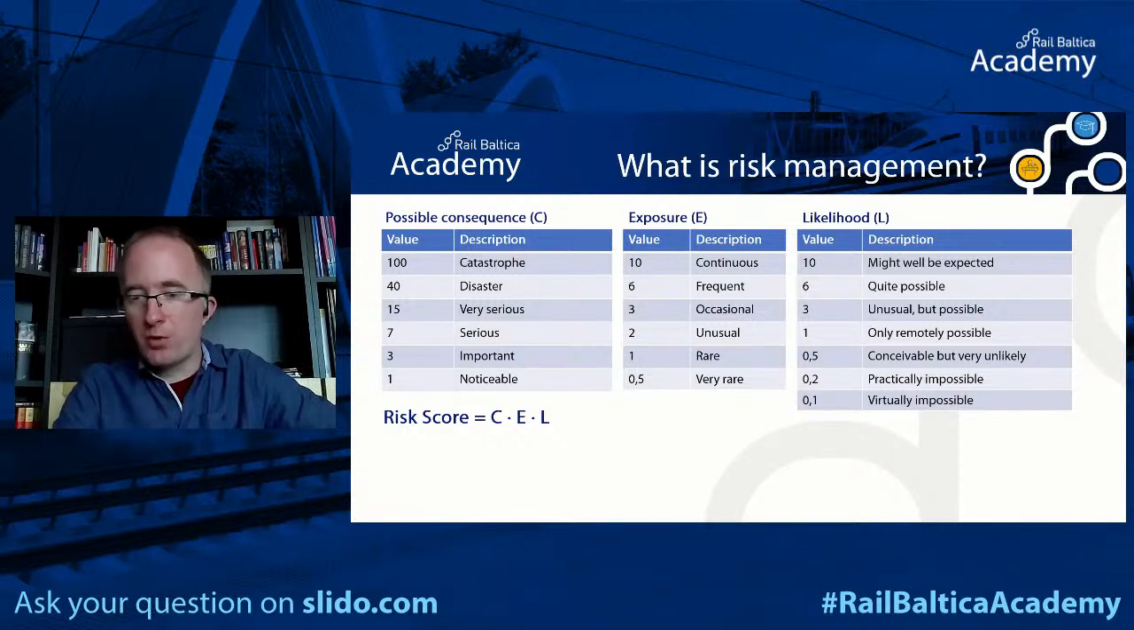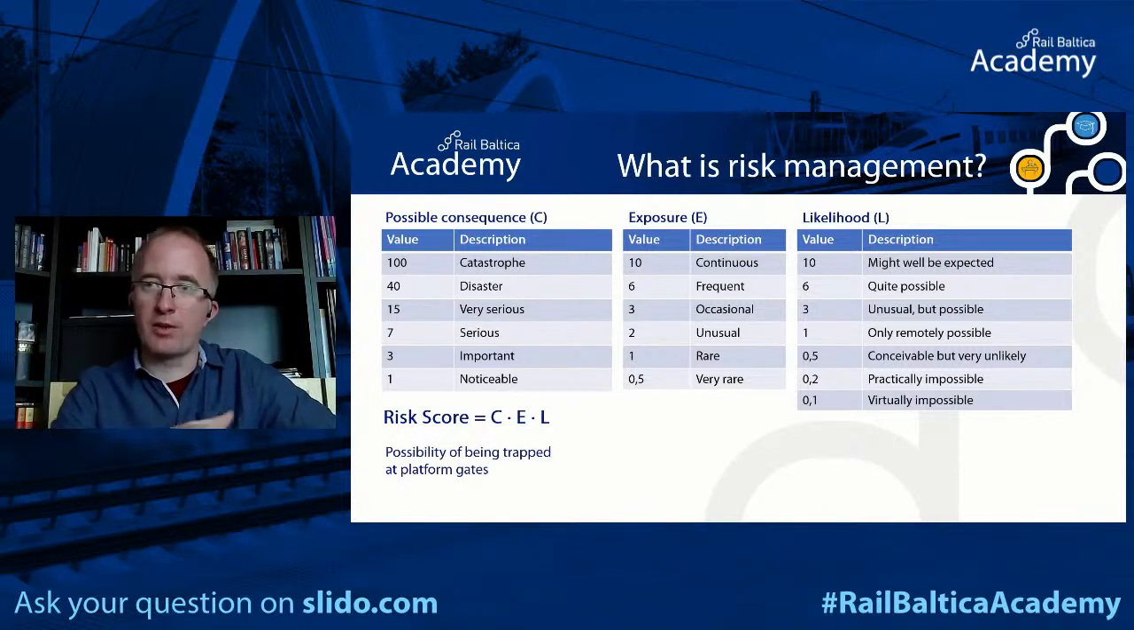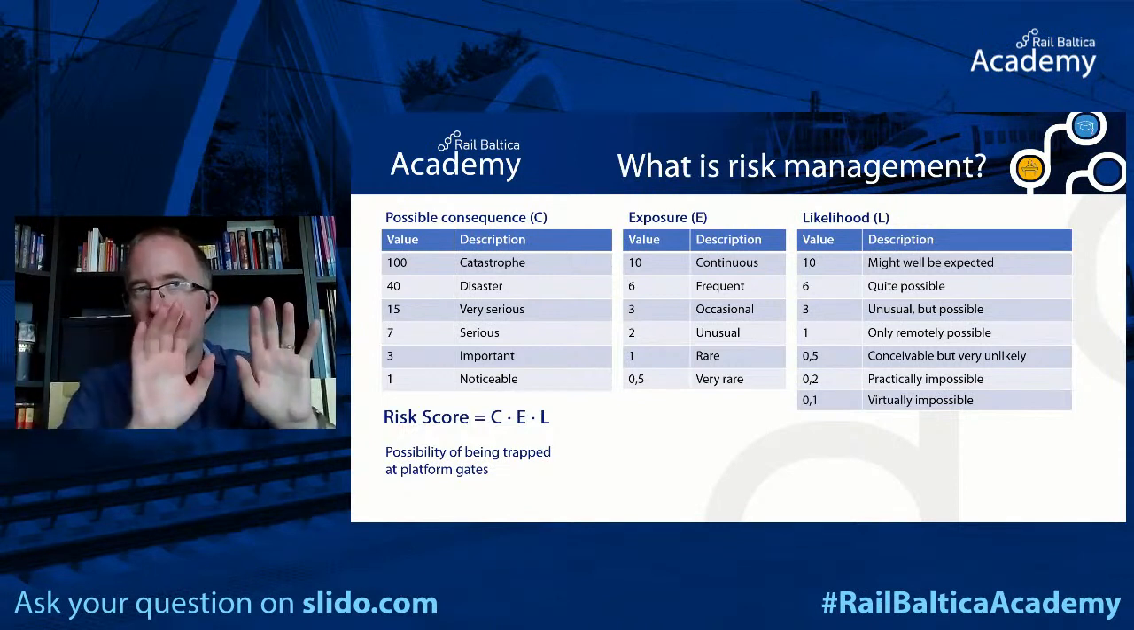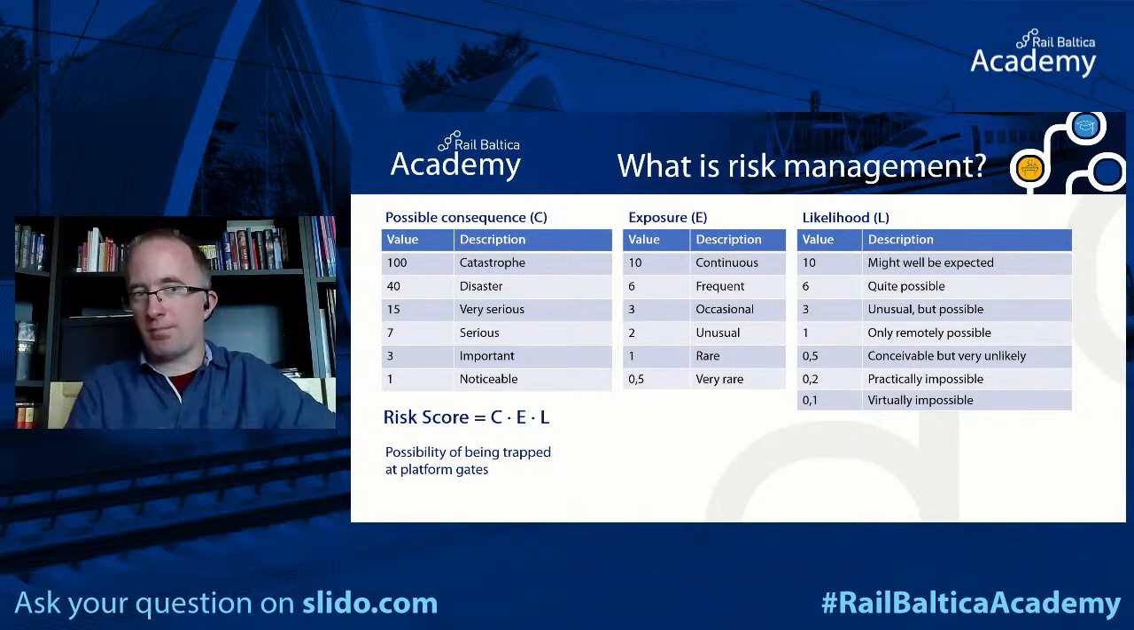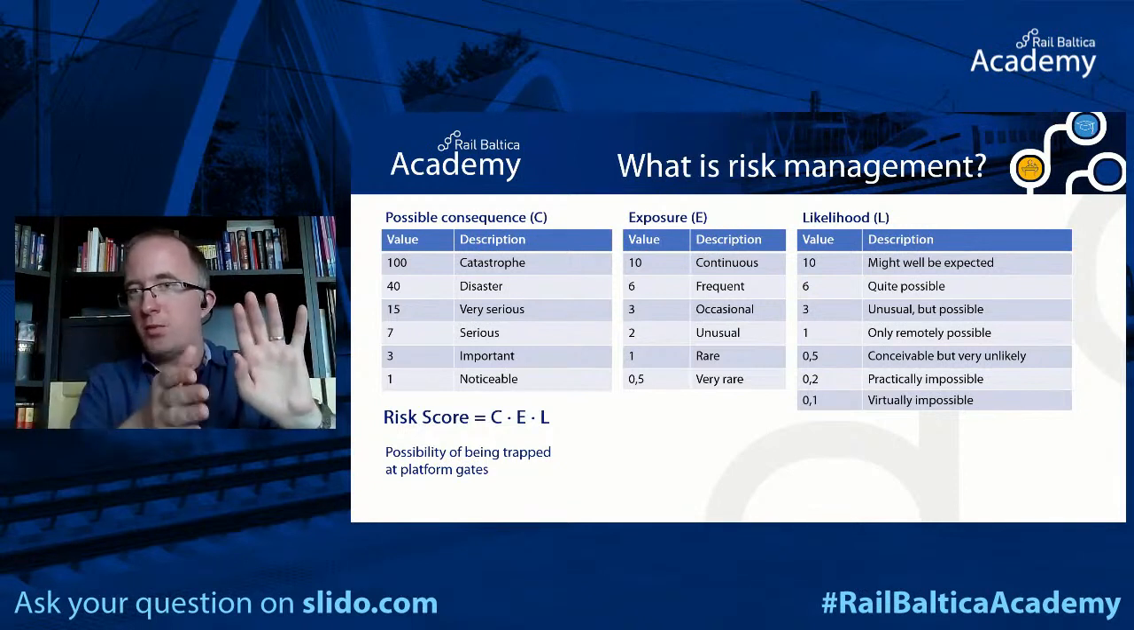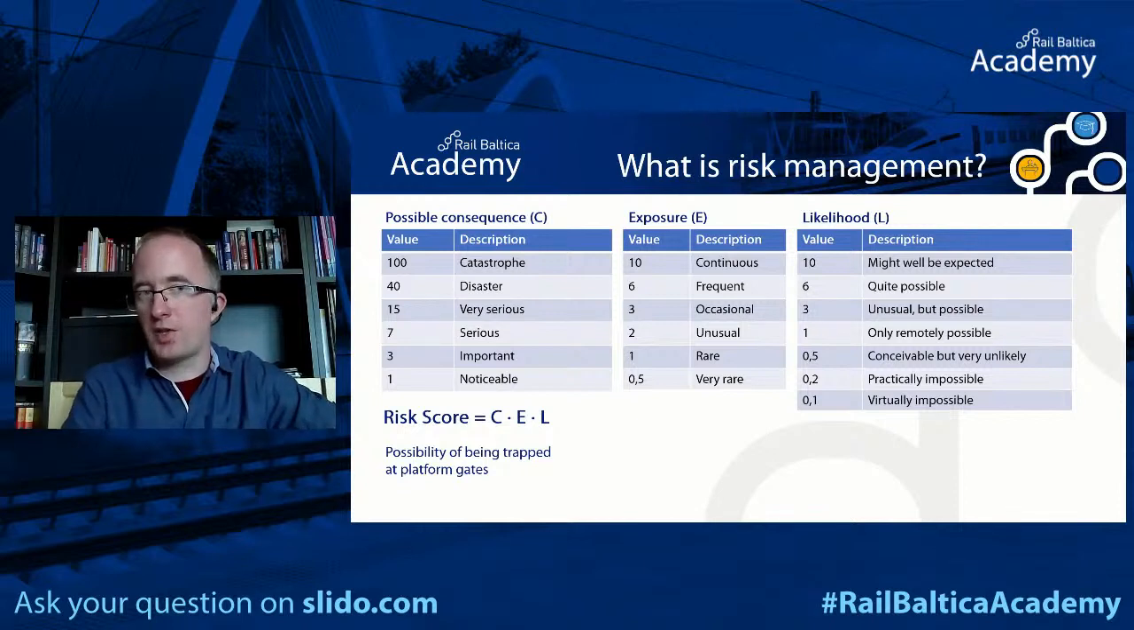And as some of you perhaps know, it will probably come to the situation when on some of our stations, we will have special platform gates, which are normally closed. When a train arrives, they will open. People can get out of the train, come inside the train, and then the gates will close again. And definitely there is a possibility that someone is being trapped at platform gates, so between the doors at the time when the doors are closing.